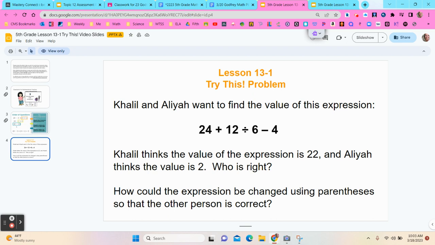Ooh, that's fun. All right, so let's go first. And again, we have the same kind of question. We're looking whether Khalil is right with 22. So let's go back and start making our line.